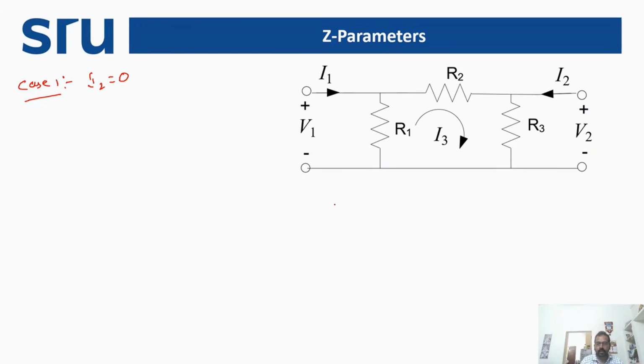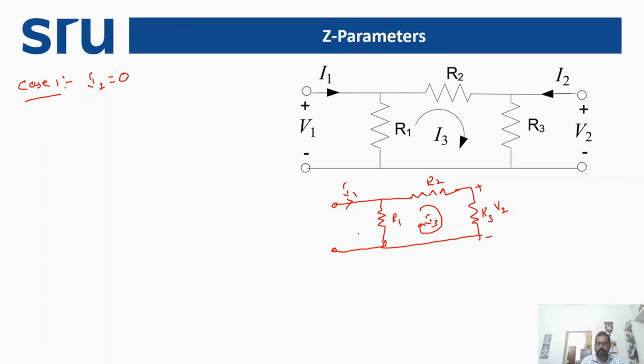Now how does the circuit look? We are going to have a circuit in this particular way. This is our R1, and we have R2 and R3, but there is no mesh current, so I am removing this particular thing. We have voltage across these two nodes as V2, and let us assume this is I1 and the current flowing through this is I3, and we have applied V1 across here.